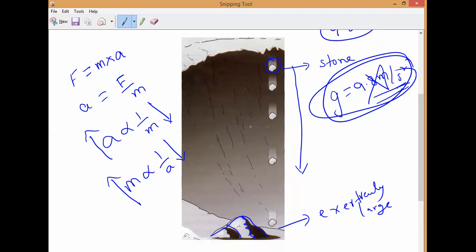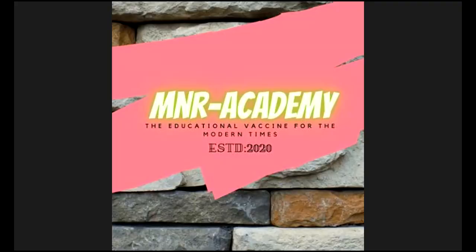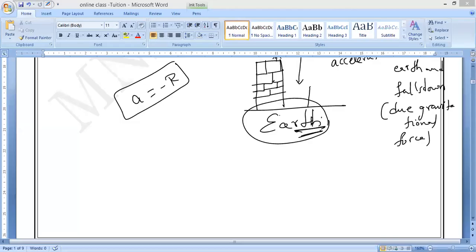The stone is moving towards the earth, not the earth moving towards the stone. That is what you have to remember. This is what we should call Newton's third law of motion, as well as gravitation.